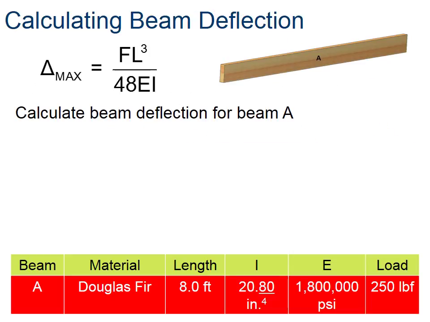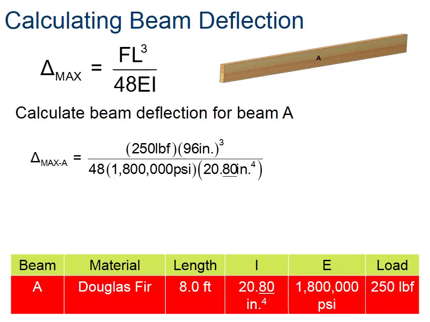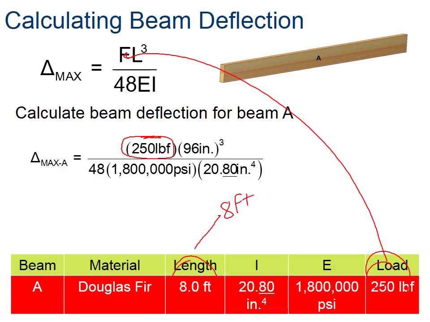So now we're going to calculate. We're just going to go ahead and substitute and solve. For beam A, our force, 250 pounds, is going to go here. That's what this is. Our length comes from here. Remember, 8 feet is the same thing as 96 inches. So that's where this part comes into play. 48, this does not change. This is given.